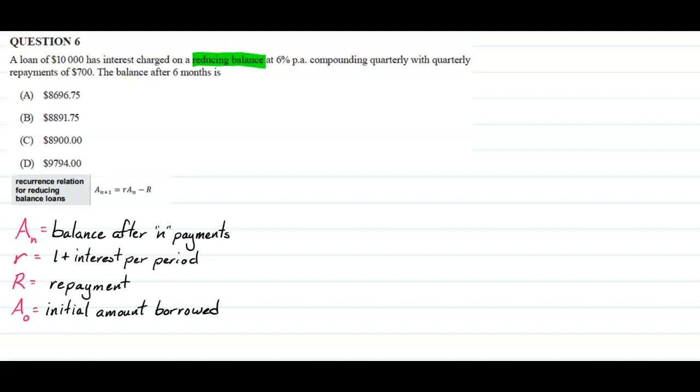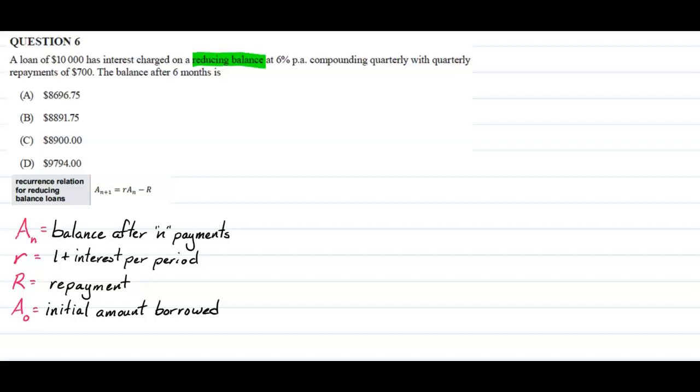Question 6. A loan of $10,000 has interest charged on a reducing balance at 6% per annum, compounding quarterly, with quarterly repayments of $700. The balance after 6 months is A, B, C, or D. Looking through this question, there's two words that stand out for me. Reducing balance. If you have a look at your formula sheet under the subheading Finance, you will find a recurrence relation for balance reducing loans or reducing balance loans. And we're going to use this formula to solve our question.